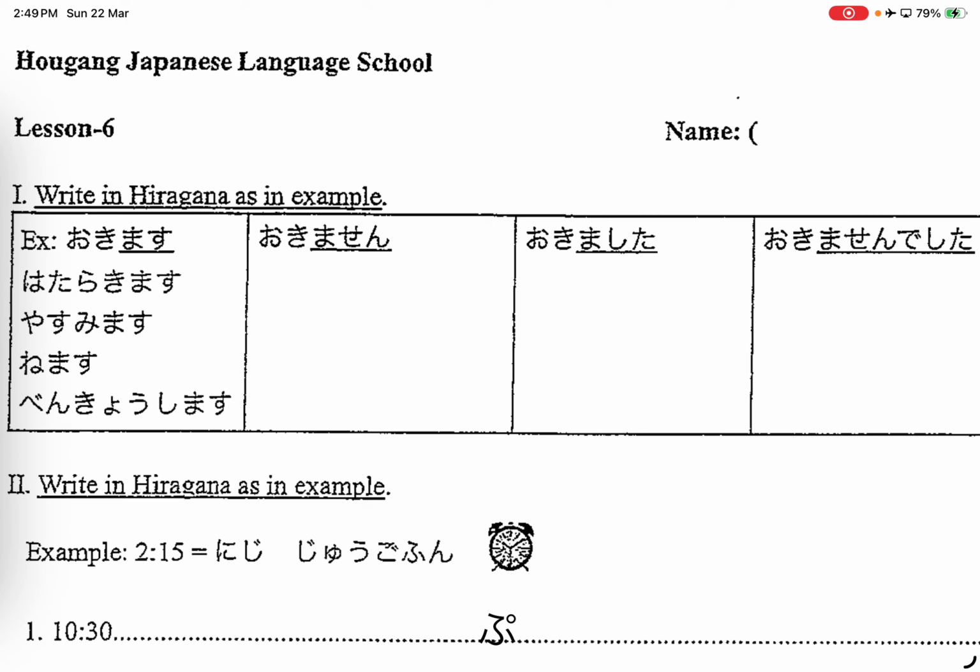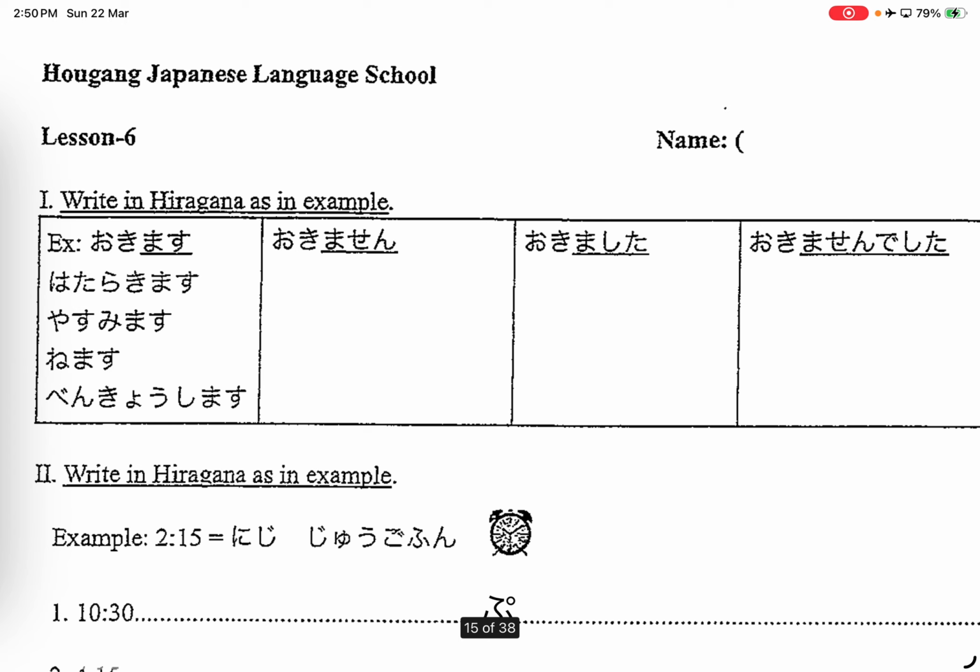So basically you need to change their form. Starting with hatarakimasu, don't worry, it's easy. You just see the example. Hatarakimasu. Hatarakimasen. Right? Then the next one, mashita. Then the last one, hatarakimasen deshita. So at this present moment, very simple.